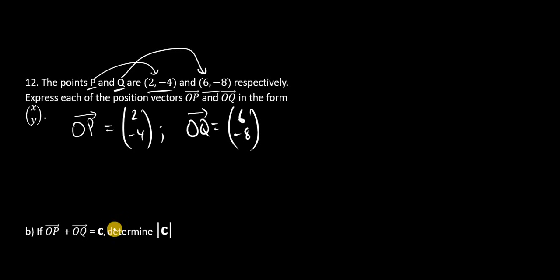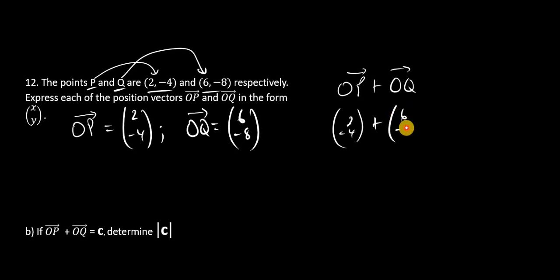Okay, so hopefully that was helpful. Now they tell us what to do with the vectors OP and OQ. They said to add them together, indicated by the operation here. So let's add them together, OP plus OQ being position vectors. We're adding the column vectors, and the answer we get, we're going to call that C. 2 plus 6, that's going to give us 8. -4 plus -8, and I keep the sign, that's -12.